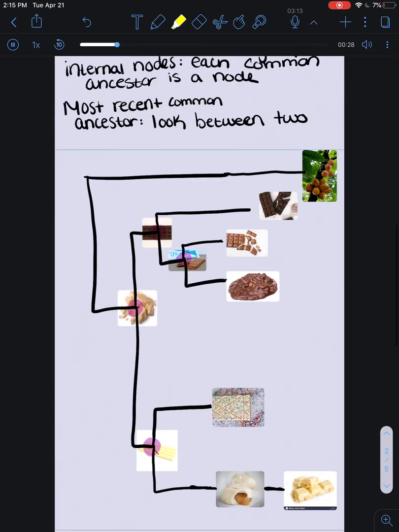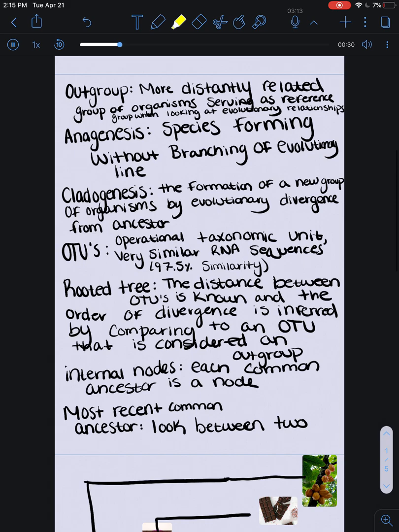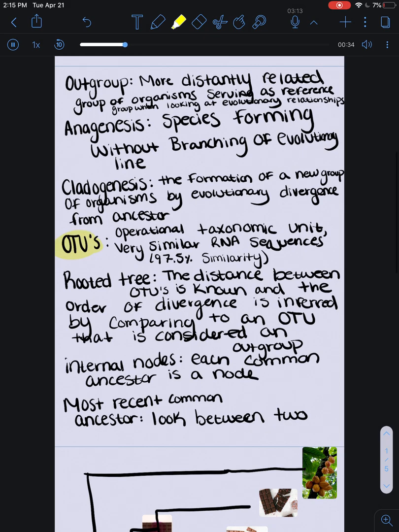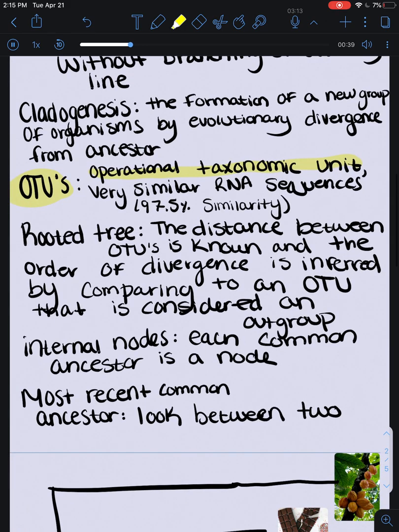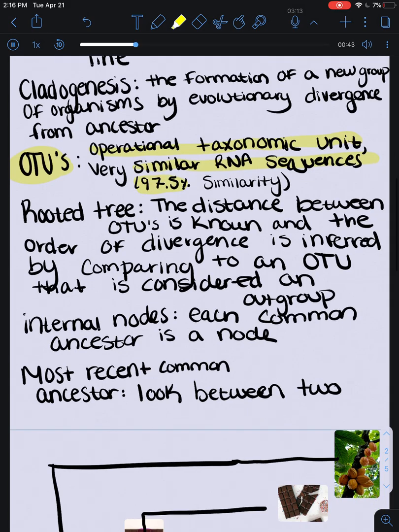First off, let's talk about our OTU, or Operational Taxonomic Unit. What does this mean? Well, this is just how people group things. This just means that they have very similar RNA sequences if they are in one operational taxonomic unit.